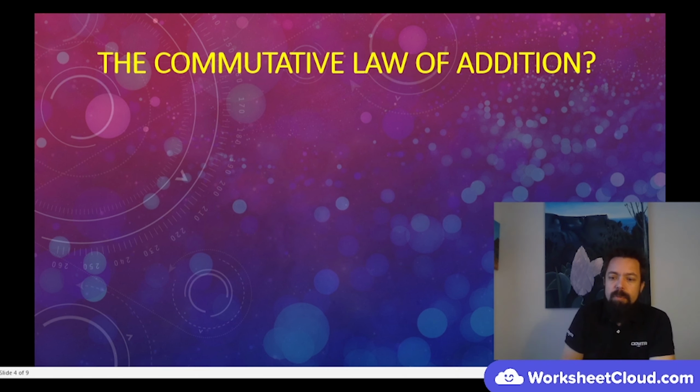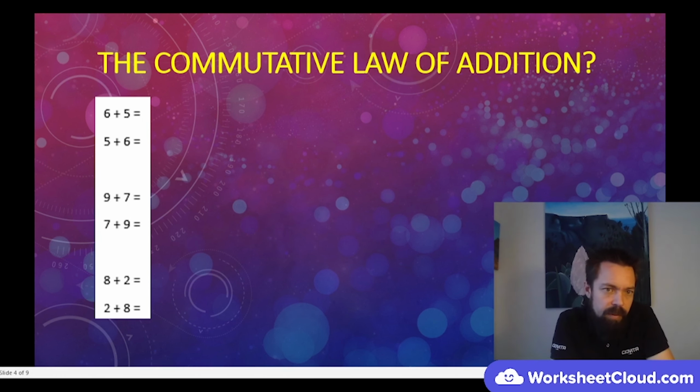Okay, the commutative law of addition. Let's have a look at these pairs and see if we can figure it out. 6 plus 5 is 11, 5 plus 6 is 11. 9 plus 7 is 16, 7 plus 9 is 16. I wonder. 8 plus 2 is 10, 2 plus 8 is 10. Pretty sure you figured it out. When we're adding, we can change the order and we still get the same answer.